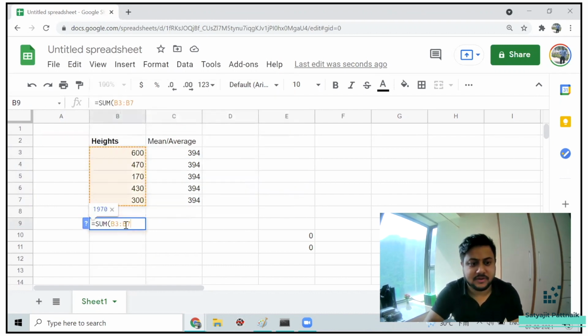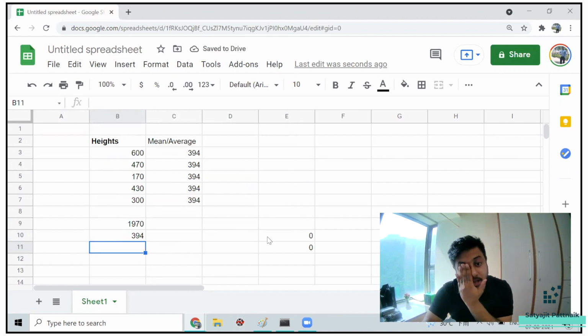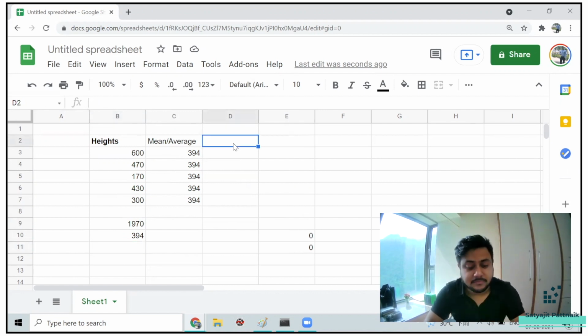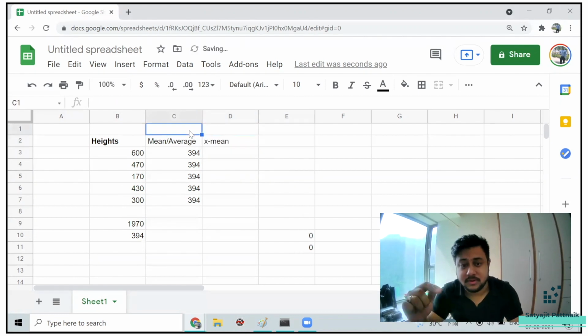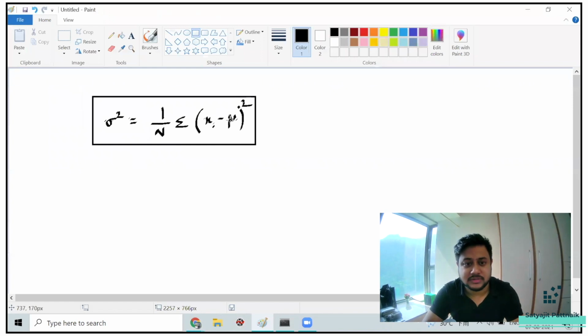The sum of B3 to B7 is basically 1970. If you do 1970 divided by 5, we get 394. So this is my mean value. The next step is to calculate x minus mean, which is xi minus mu, since mean is basically considered as mu.